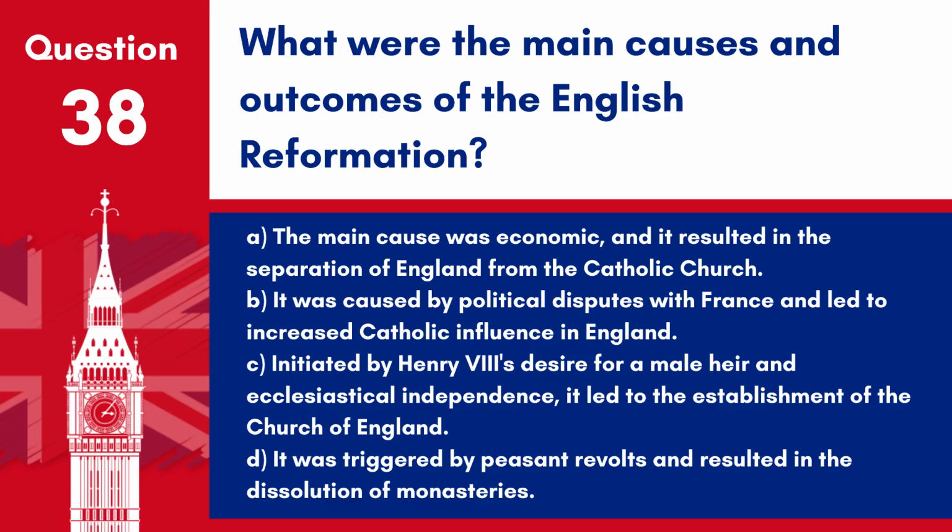B. It was caused by political disputes with France and led to increased Catholic influence in England. C. Initiated by Henry VIII's desire for a male heir and ecclesiastical independence, it led to the establishment of the Church of England. D. It was triggered by peasant revolts and resulted in the dissolution of monasteries. Answer C. Initiated by Henry VIII's desire for a male heir and ecclesiastical independence, it led to the establishment of the Church of England. The English Reformation had profound religious, social, and political implications.